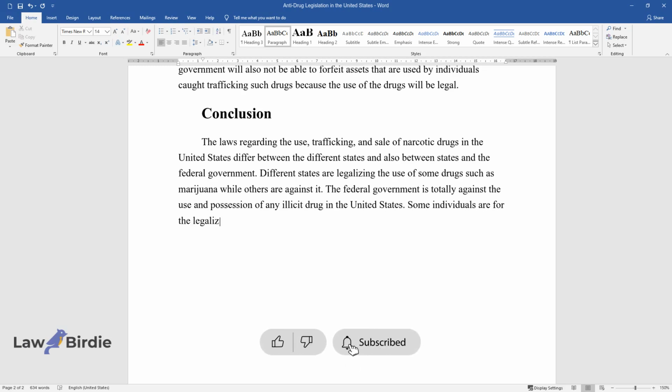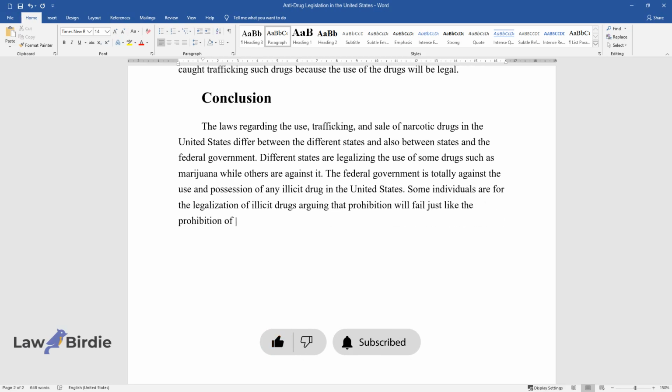Some individuals are for the legalization of illicit drugs, arguing that prohibition will fail just like the prohibition of the use of alcohol.